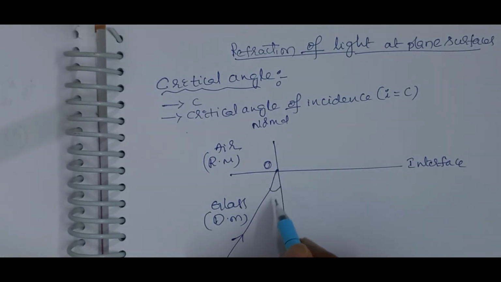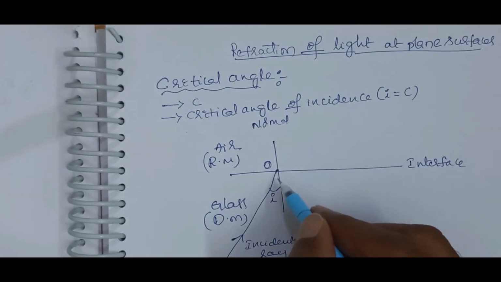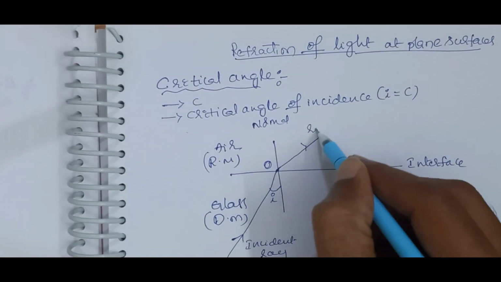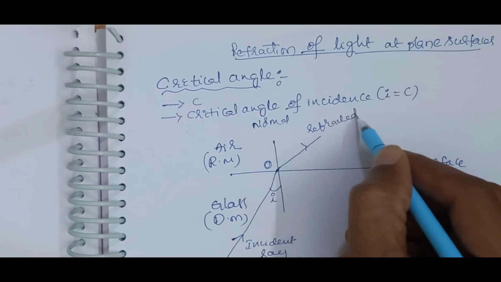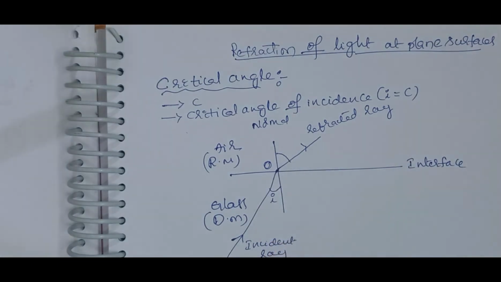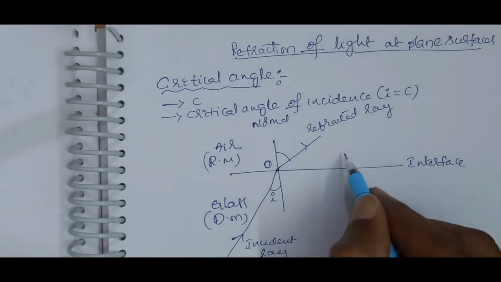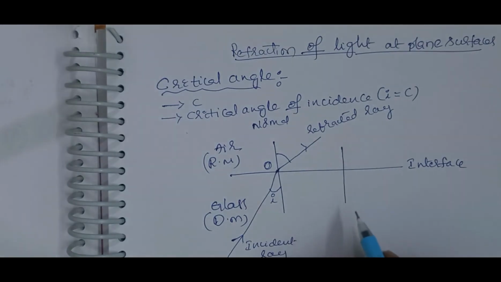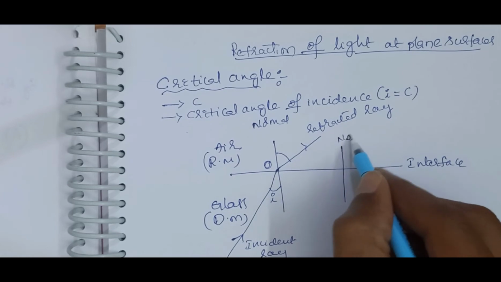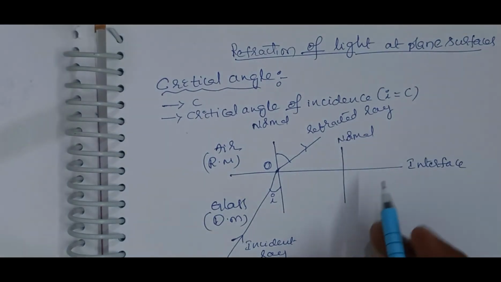Now this is called the angle of incidence I. It is the incident ray. For this angle of incidence, consider this ray is refracted and travels like this. So this is called a refracted ray. Now this is called the angle of refraction. So now again we are sending one more light ray from denser medium into rarer medium by drawing a normal. So this is a normal to the interface.